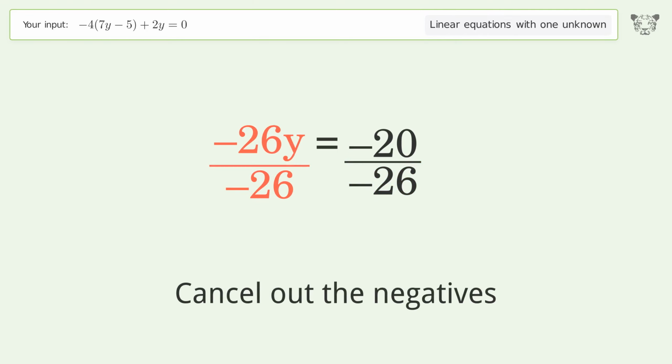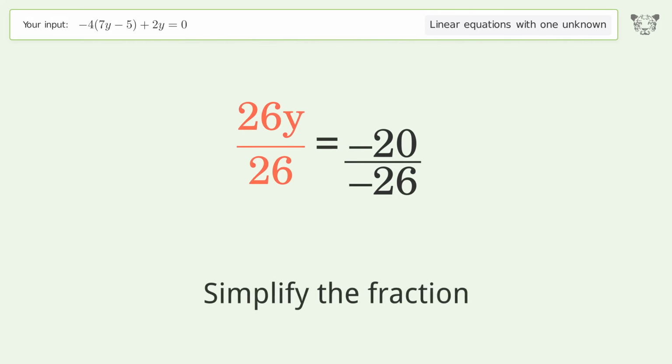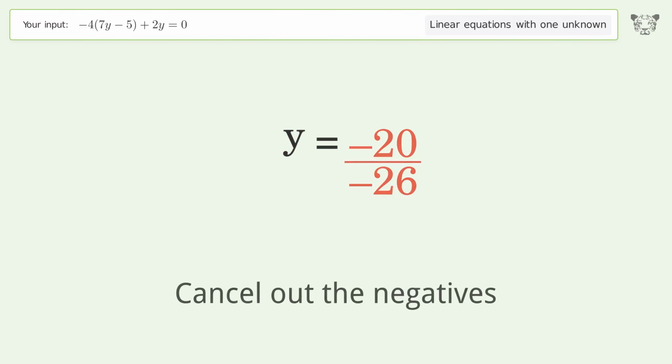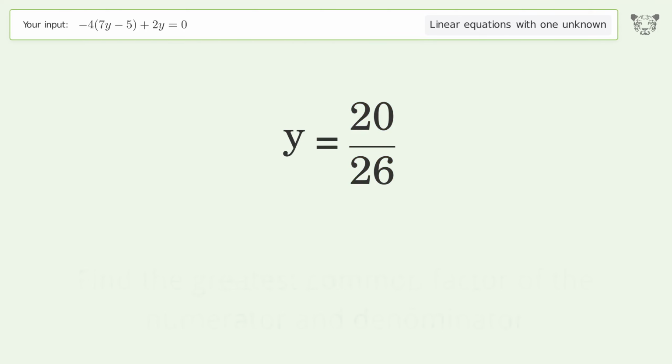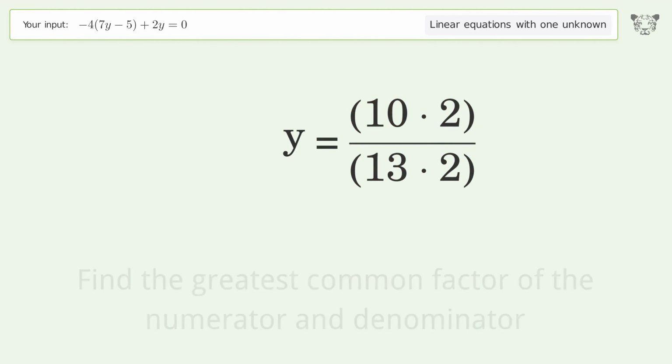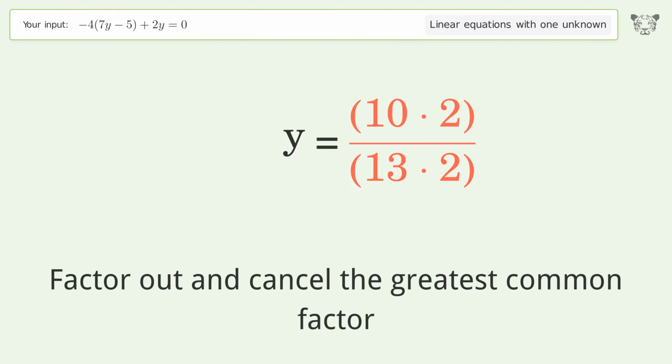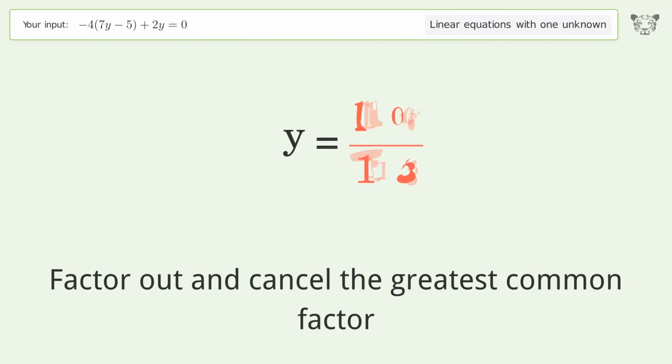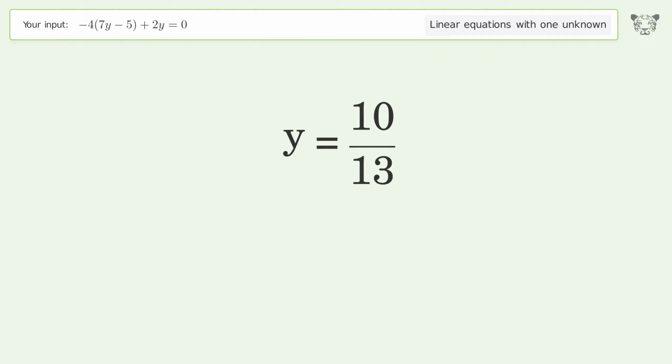Cancel out the negatives. Simplify the fraction. Cancel out the negatives. Find the greatest common factor of the numerator and denominator. Factor out and cancel the greatest common factor. And so the final result is y equals 10/13.